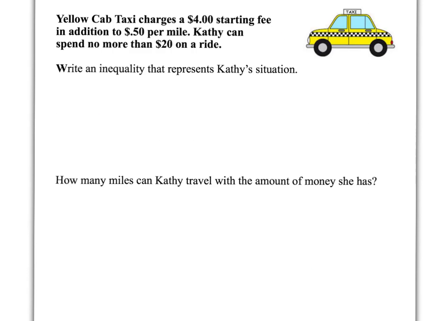Our first word problem tells us that the yellow cab taxi charges a $4 starting fee in addition to 50 cents per mile. Kathy can spend no more than $20 on a ride. So if we look at the word problem, we can see that we already have some keywords. No more than. That means she has $20 and she can spend up to $20, but nothing more than $20. So you might think that the cost of her trip has to be less than or equal to the price that she has to pay.